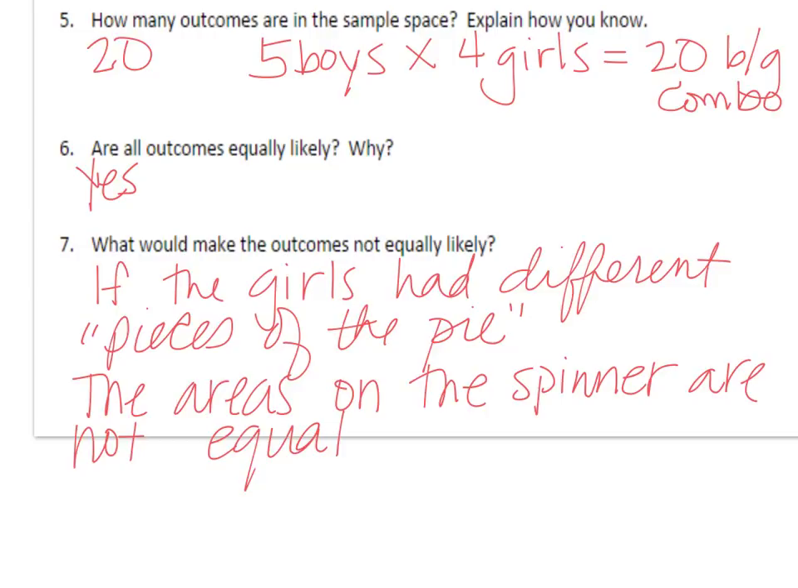So for instance, if we have the girls' spinner, and instead of being cut into perfect little fourths, let's say Deb got an entire half, and then Ave got this little tiny one, and then Pam gets a little tiny one, and then Lauren gets all the rest. Okay, then that's not equally likely, because Deb would have a 50% chance, whereas poor little Pam over here has like, I don't know, like a 1/10. So if the area that each student has on the spinner was not equal, then the outcomes would not be equally likely.